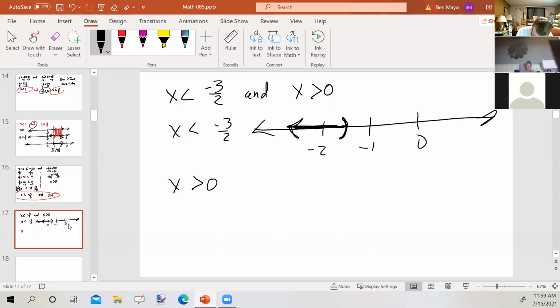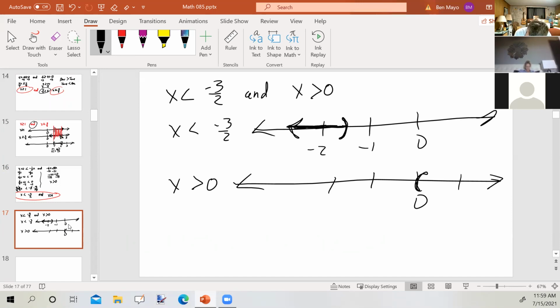Then x greater than 0. Looks like that. So what's the intersection of these two? What do they have in common? Exactly. Okay, so no solution, no graph, nada, zip, zilch. All right, we're good to go.